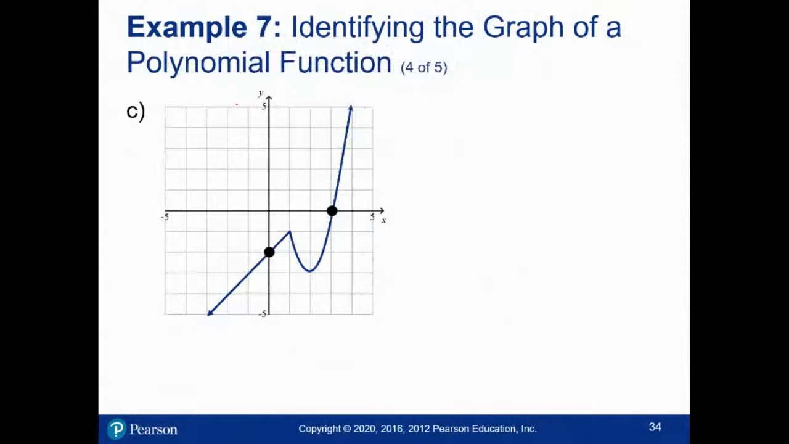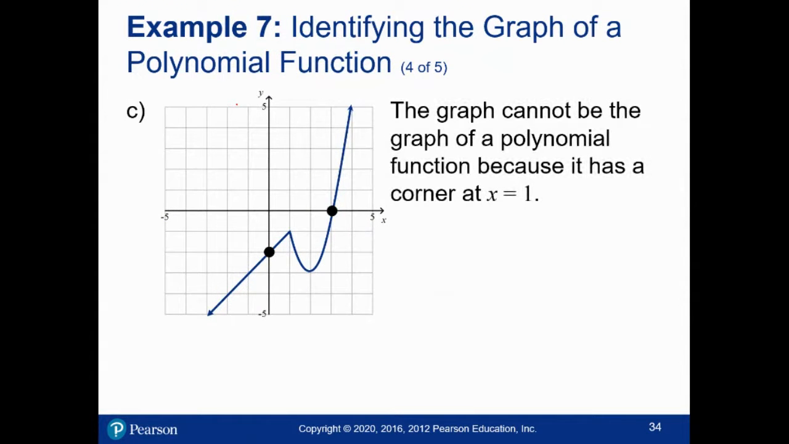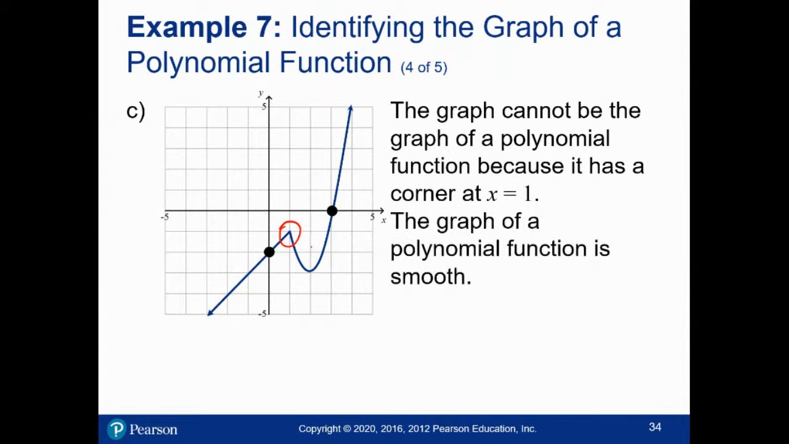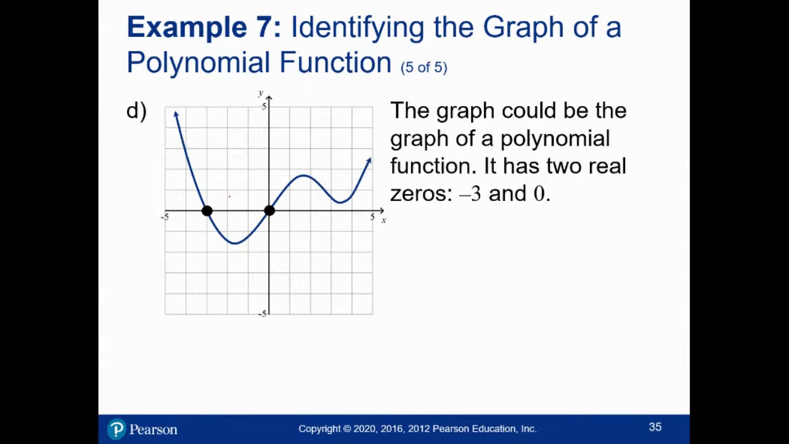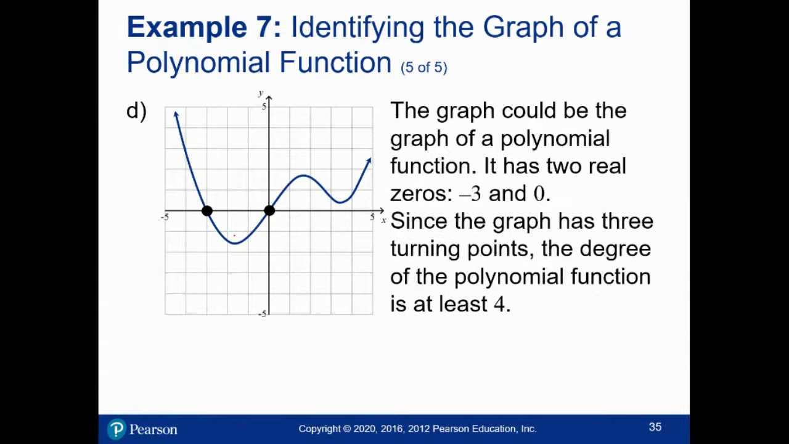How about this? Could this be a polynomial? Well, no. It's got one of these sharp corners, which polynomials don't have. How about this? Definitely could be a polynomial. It has 2 zeros. How many turning points does it have? It's got 3 here, here, and here. So if it's a polynomial, it's got to be at least degree 4. Possibly higher, but at least degree 4.